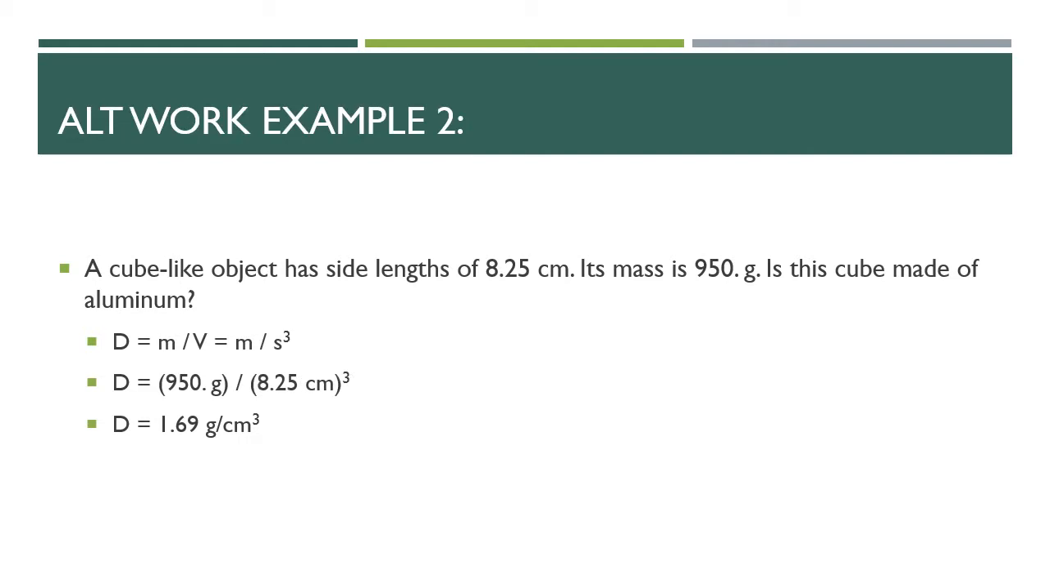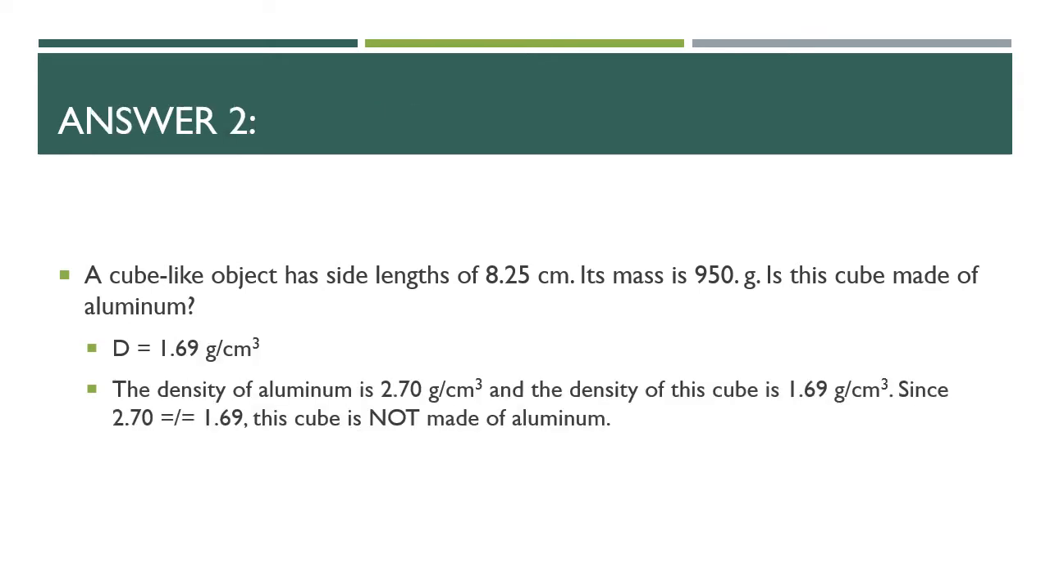Alternatively, you could have plugged in the side cubed formula for the volume and done all your calculations in one step, as shown here. You could have done 950 grams divided by 8.25 centimeters with that denominator cubed, and still gotten the exact same answer. Either way would have been correct.